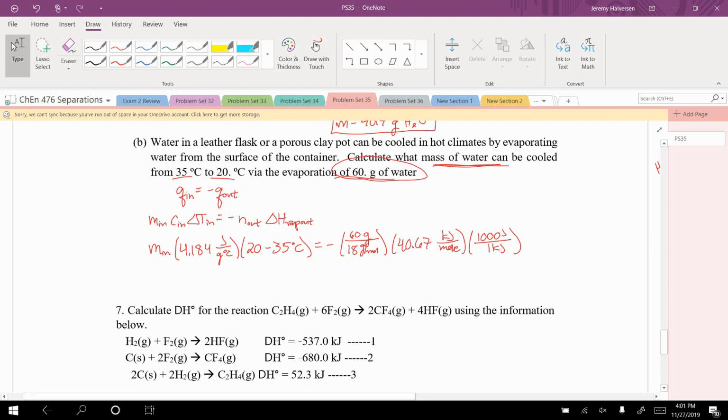and to get this right, almost got it right. 16 divided by 18, 60 divided by 18 times 40.67 times 1,000 divided by 4.184 divided by 15. Okay, so I got that the mass inside is going to be equal to 2160 grams of water. That's how much water I could cool down from 35 to 20 by evaporating 60 grams of water on the outside.